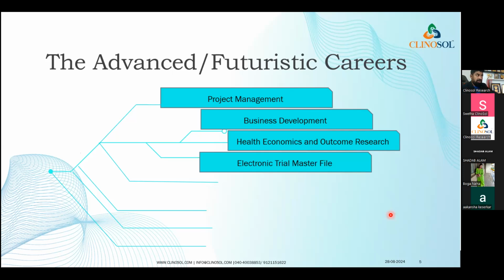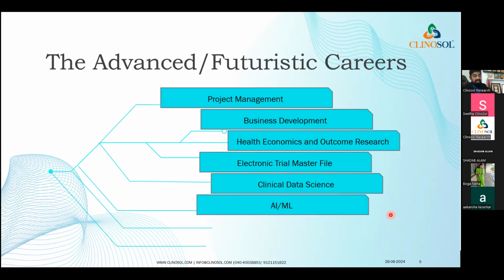And eTMF role, this is one more futuristic role which has got into picture now. TMF is trial master file, how you can archive all the essential documents in different folders and different structure of folders is called TMF. And the next biggest one is clinical data science. AI/ML, this is one more thing which is more important, artificial intelligence and machine learning and latest designs, how you can make sure the libraries are being developed. And real world evidence, which is RWE, which is as per patient data, you can collect the data and submit the data. These are the futuristic roles or advanced careers in your life.